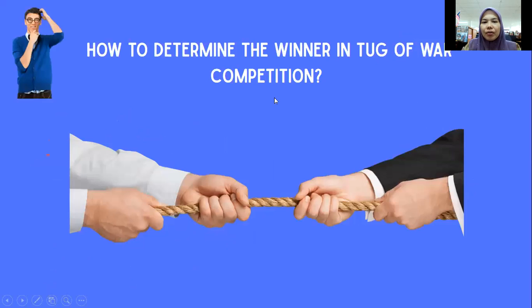So here is the question: how can you determine the winner in a tug of war competition? Based on me, the team that can pull the rope with greater force will win the competition, because they can pull the opponent towards their direction, towards their team's direction, or they can defeat the other team.